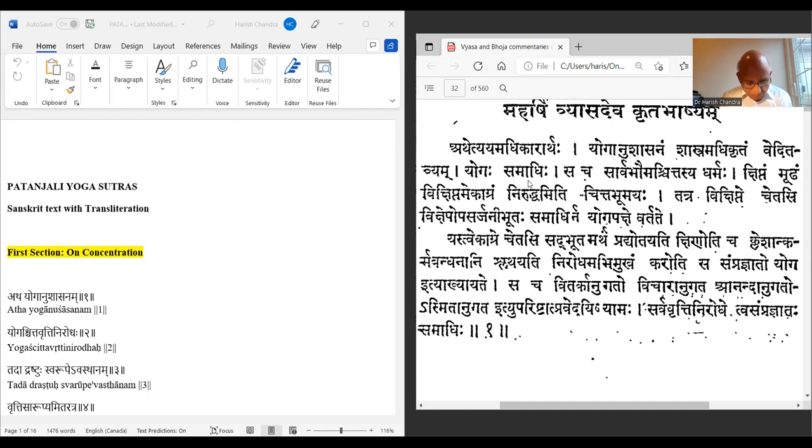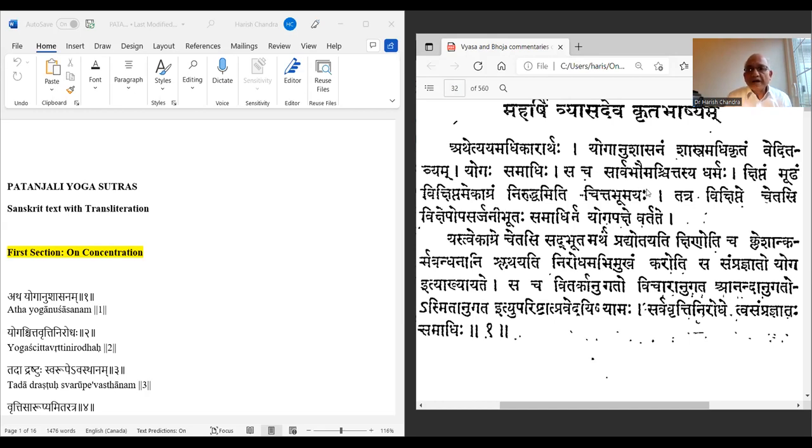This term has a root dha or dharan, as if he has accepted me in his fold. So if you prove that you deserve it, he takes you in his fold, and that is the union, and that is samadhi.